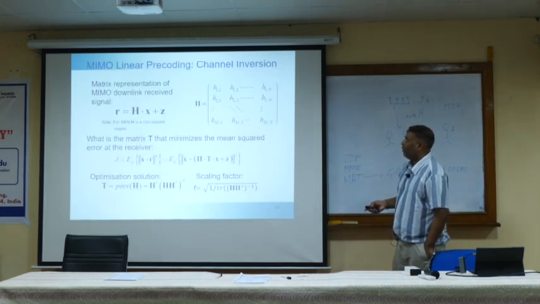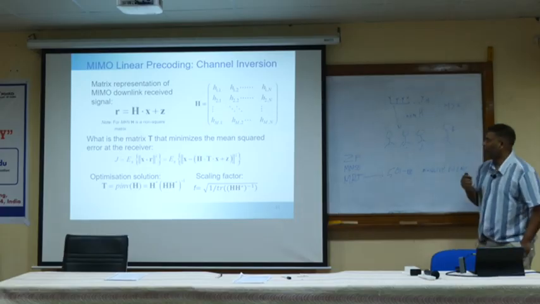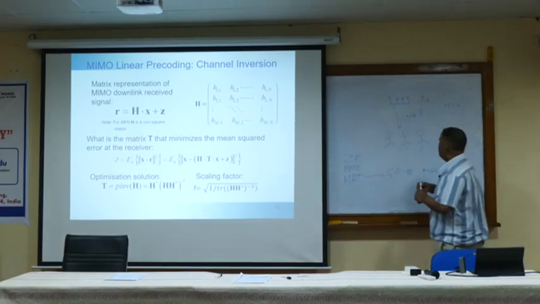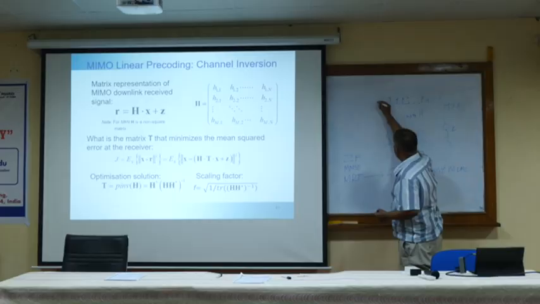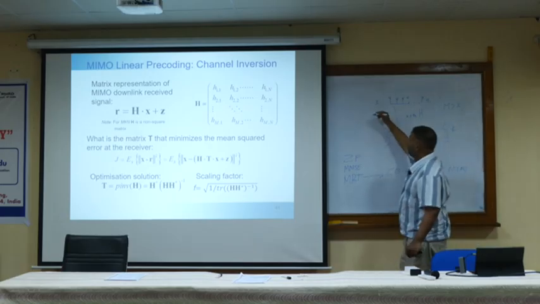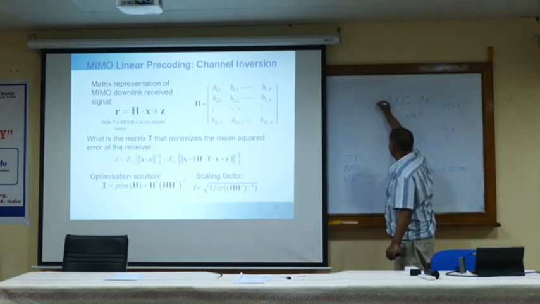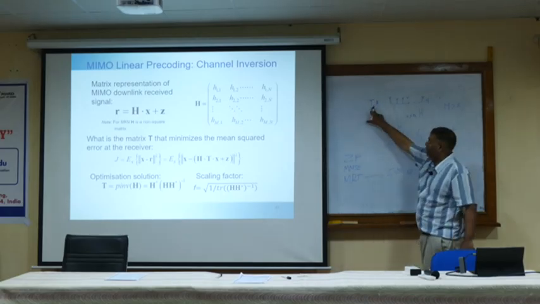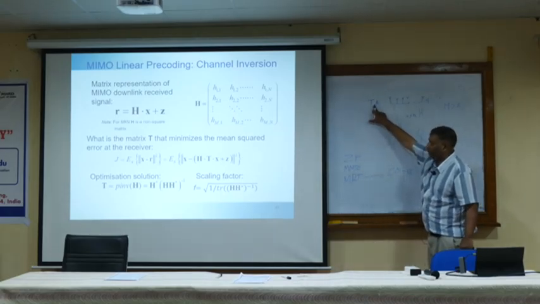Okay, so now we need to do pre-coding. Let's say the base station wanted to transmit all the user information as X. It is going to multiply this X by a matrix called T. This matrix is called the precoder. We will see what that precoder is going to be.